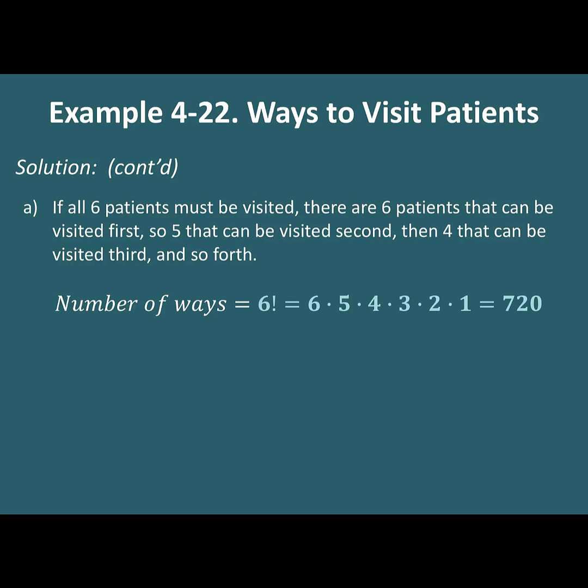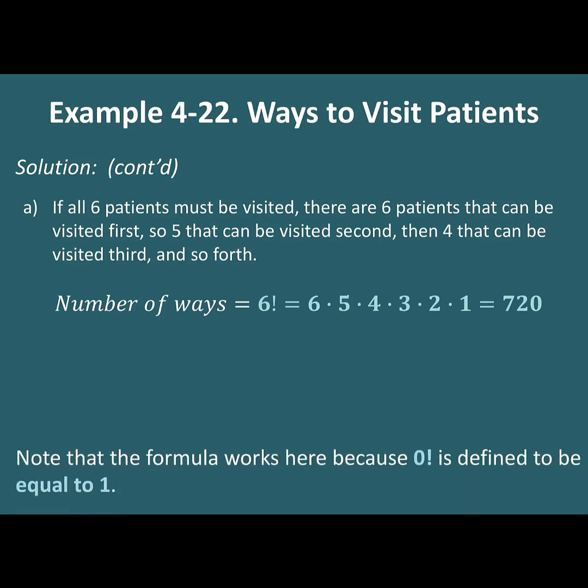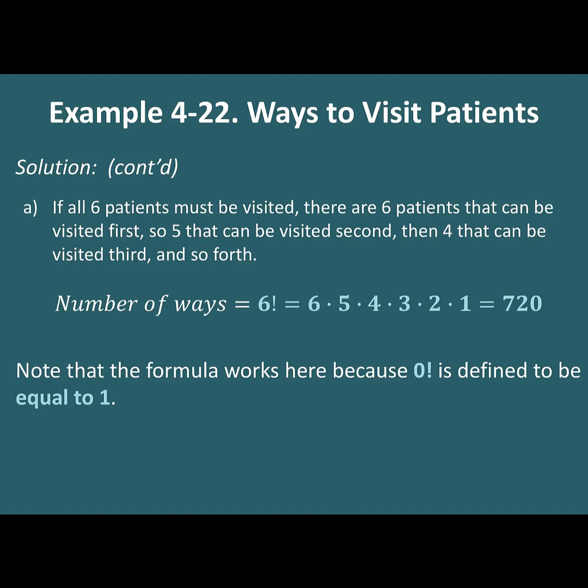To continue part A, let's also take a look at a permutation. Let's go ahead and note that the formula works here because 0 factorial is defined to be equal to 1. So 6P6 will still equal 720.